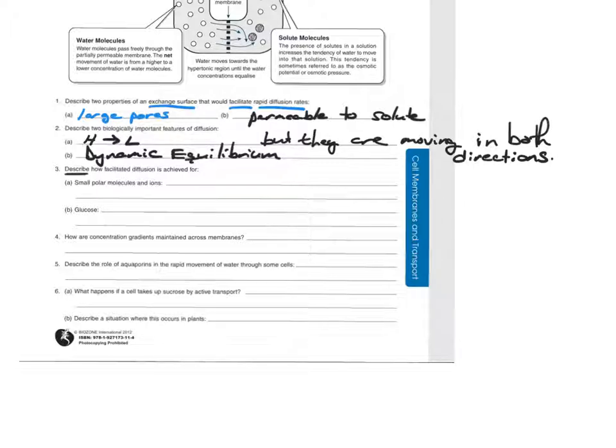How concentration gradients are maintained across membranes. Now, this is going to be tough. This is where we start to get into something else. Something else is going on. Often in biological systems, and you're going to see that in mitochondria and in chloroplasts, but you're going to see it in a lot of different places.